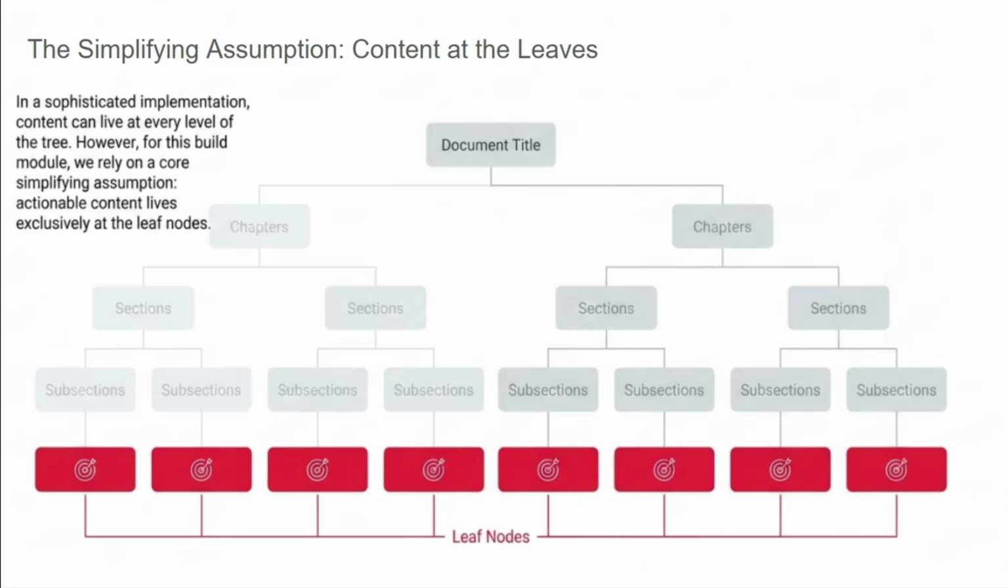For our study in this module, we are going to make one simplifying assumption. We'll assume that the actual content lives only at the leaf node. In a real document structure, content can exist at different levels. A chapter can have content, a section can have content, or even a subsection can have content. But to keep our implementation easy to understand, we are going to assume parent nodes are only meant for structure and leaf nodes have the content.